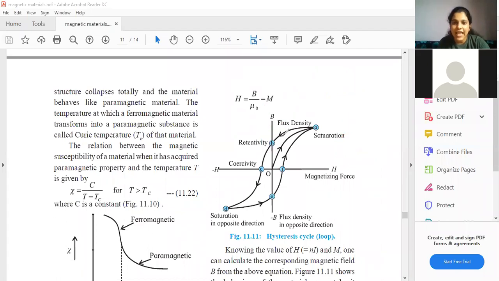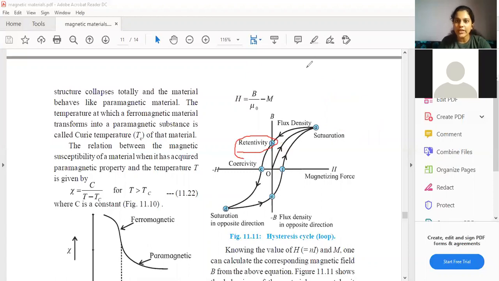That is the reason the graph does not join here; it comes halfway like this. At point B, the value of H is 0, but the value of B is not equal to 0. Why? Because a ferromagnetic material will retain magnetic properties even after you remove the external magnetic field, and the external magnetic field is due to the external current. So this point has a name called retentivity.